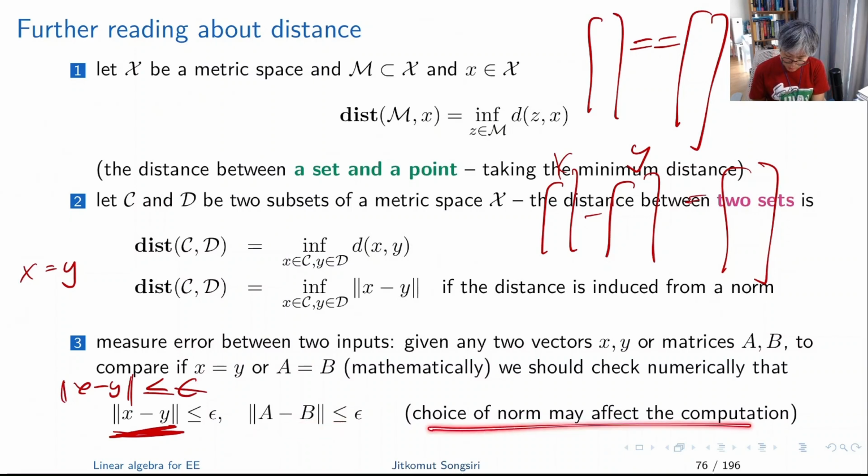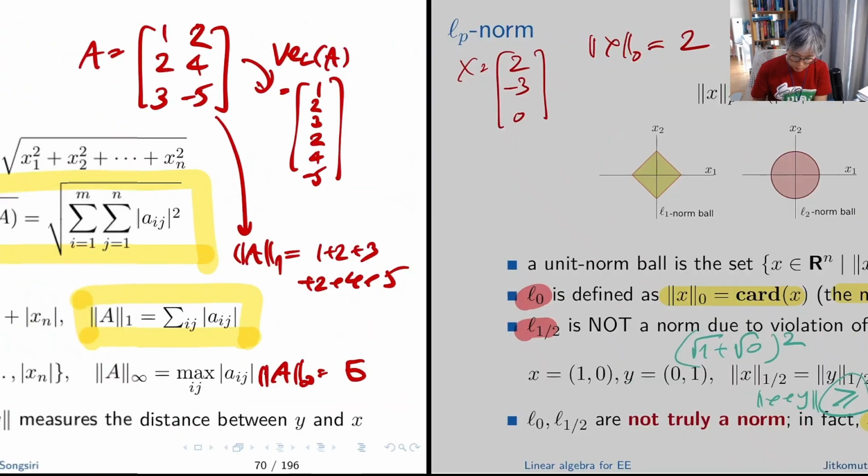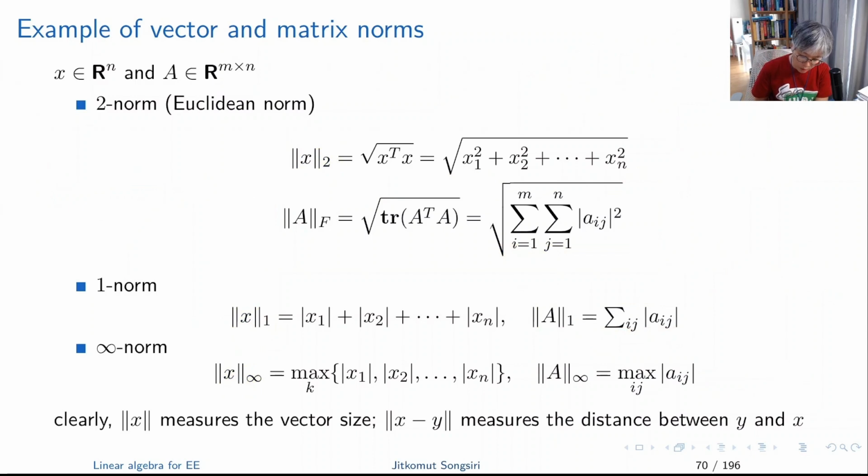And as you can see, if you use the concept of norm to measure the error between two vectors or between two matrices, the choice of norm may affect the computation. I would like you to go back to the formula of these norms, okay? And maybe sketch the computation inside, how many flops are required and what operations are required.